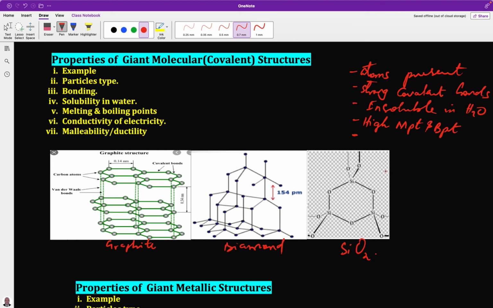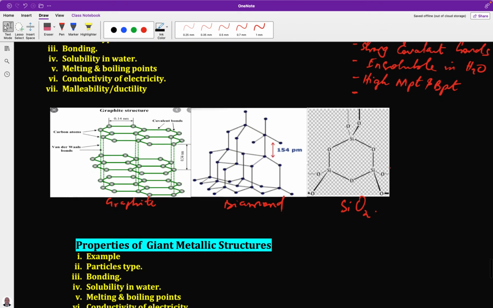And finally, their malleability and ductility. Of course, they don't conduct electricity. They don't have a mobile sea of electrons. In that case, they are non-malleable and non-ductile.